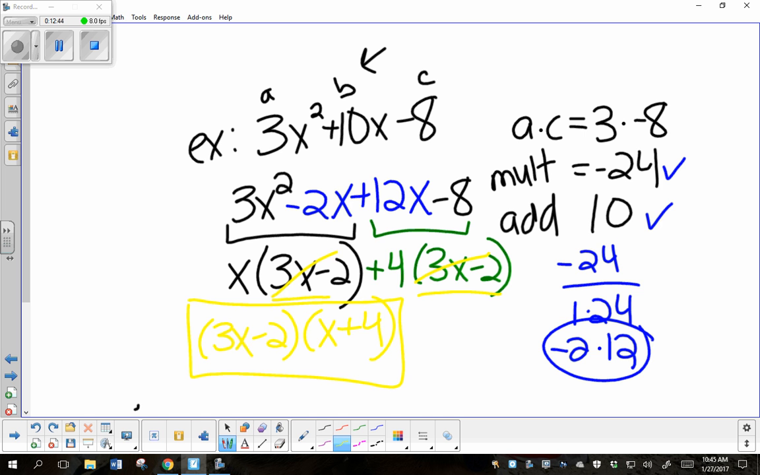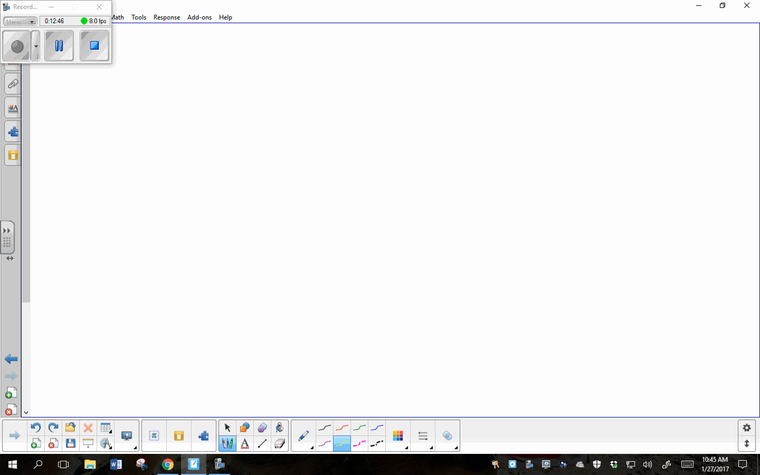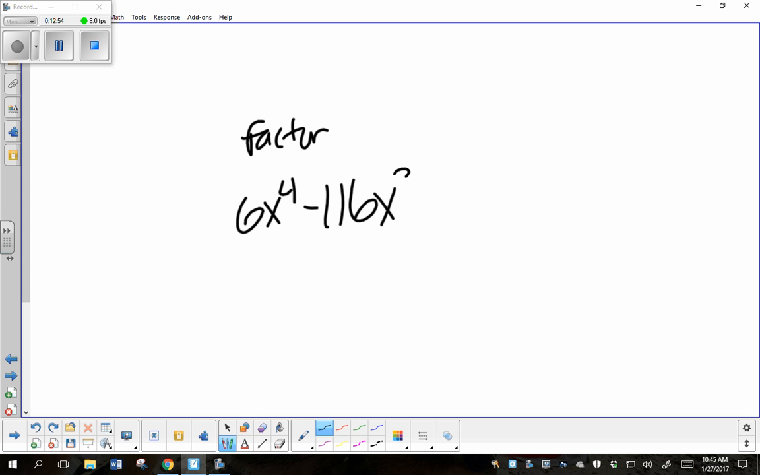So I'm going to give you one to try here. I want you to try and factor this polynomial, 6x to the 4th minus 116x to the 3 minus 80x squared. And keep in mind that you're probably going to need to divide out a common factor out of all three terms and then do the AC method. So see if you can get that one, and we'll talk about it in class.